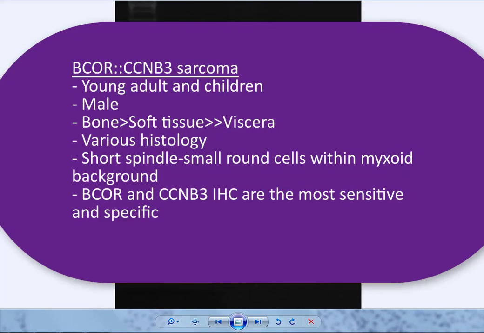These tumors are mainly found in the bones, in contrast to CIC-DUX4 sarcomas, which are commonly seen in the soft tissues, and these tumors are seen in young adults and childhood, and they show various morphologies, but short spindle cells and small round cells within a myxoid background should pop up the diagnosis.